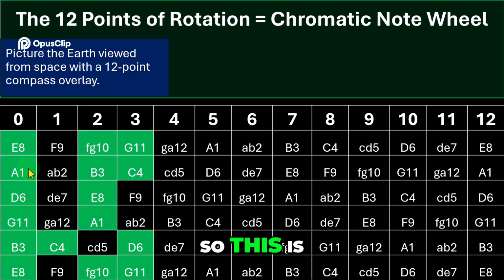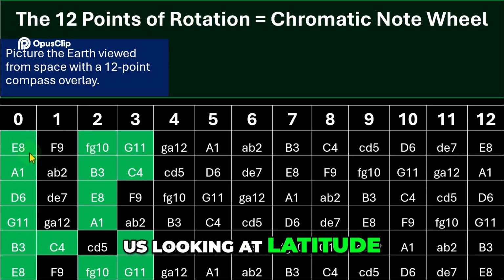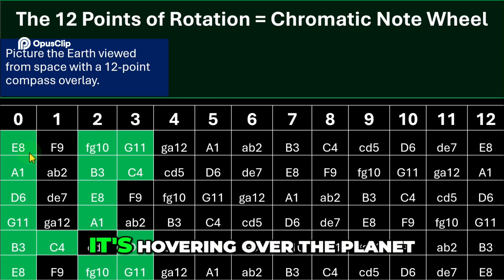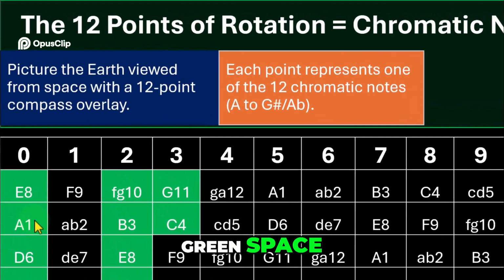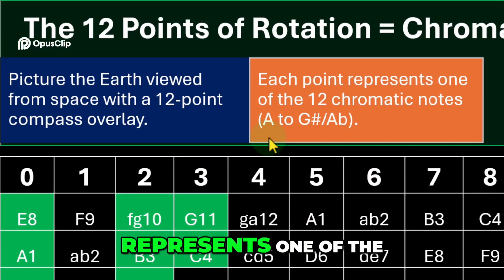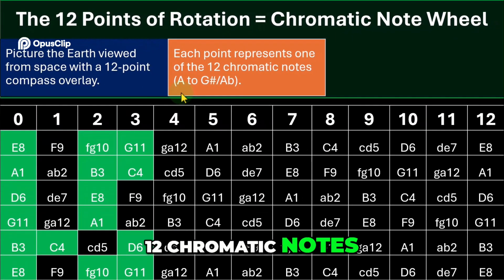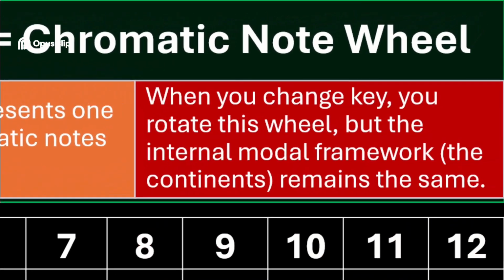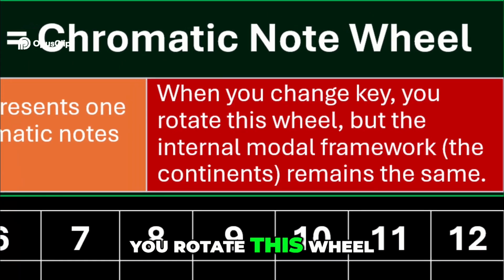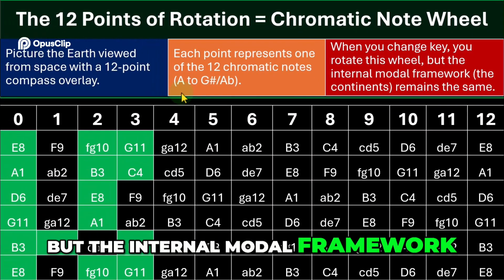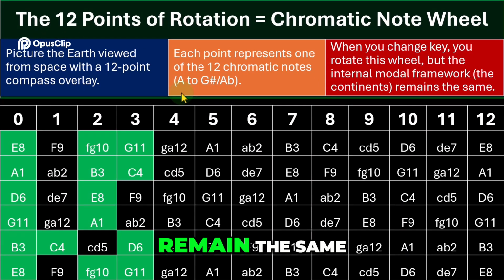So that this is us looking at latitude and longitude, but it's not connected to the planet. It's hovering over the planet. The planet is the green space. So then each point represents one of the 12 chromatic notes, A through G sharp. And so that's 12 notes. When you change key, you rotate this wheel, but the internal modal framework, the continents, remain the same.